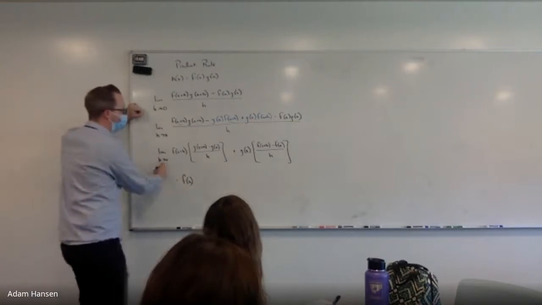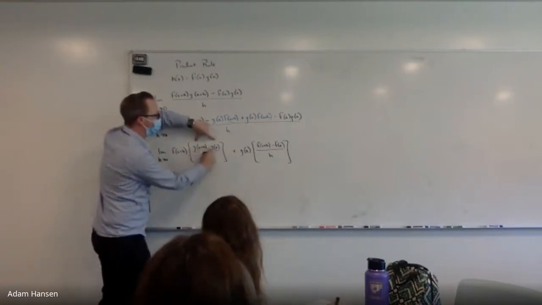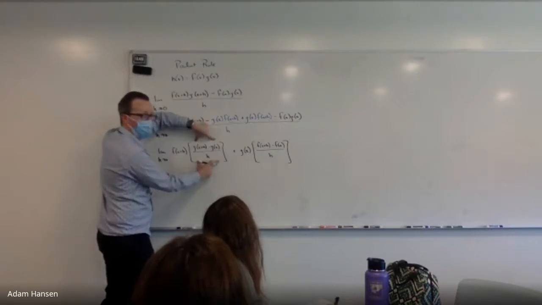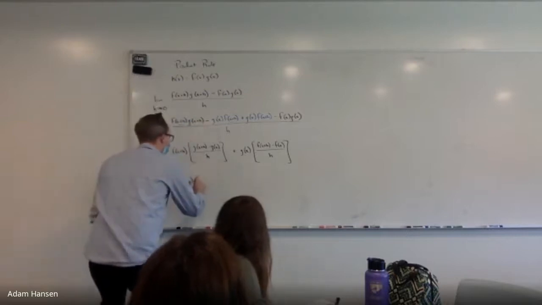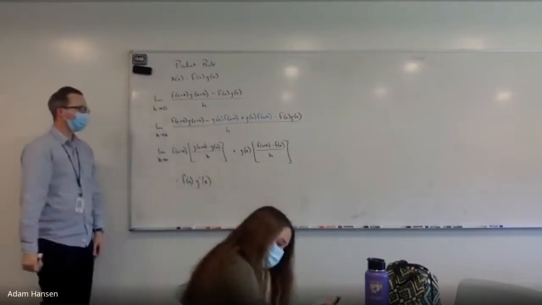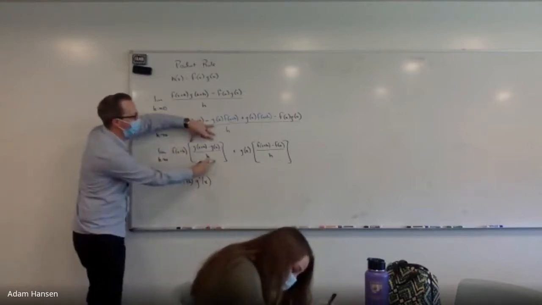As h goes to 0, this is notation for what? g of x plus h minus g of x all divided by h. That's just the notation for the derivative of the second function. This is the derivative of g of x. This is the limit definition derivative for g of x. I'm going to call that g prime of x. This is the limit definition of the derivative of function g of x.